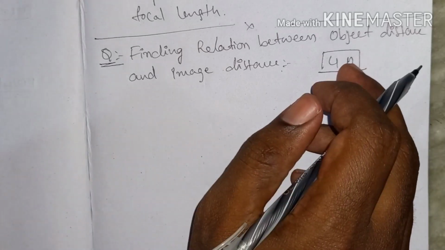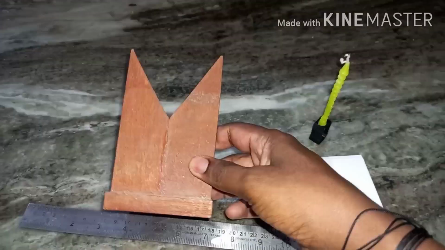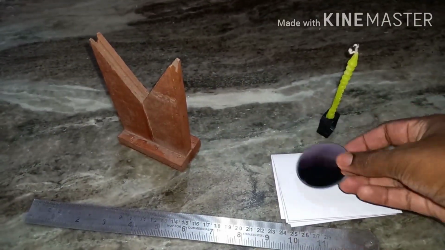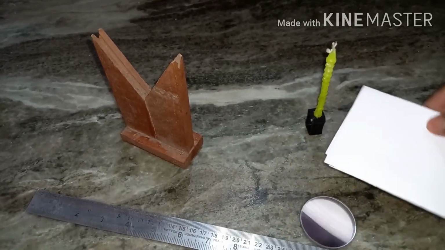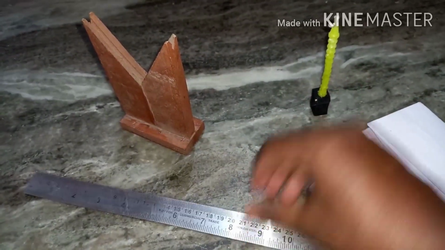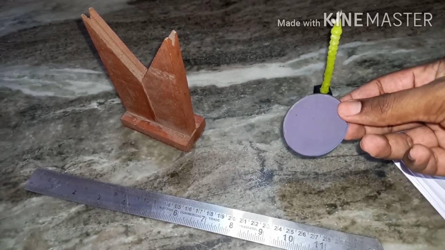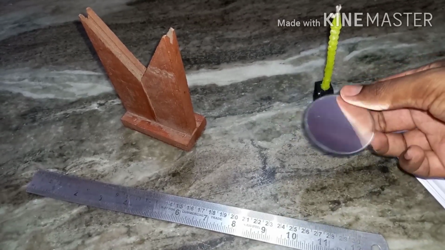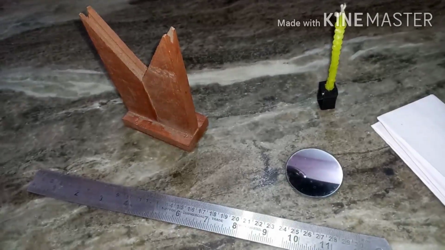First we need to check the activity. For that, the required materials are: one is a V-shaped frame, the second one is a concave mirror, third one is a source of light, fourth one is a screen, and fifth one is a scale. And why we are using a concave mirror here, I already told you: most of the mirror activities we can know by the concave mirror itself, because it is a converging mirror. Okay, let's do the activity now.